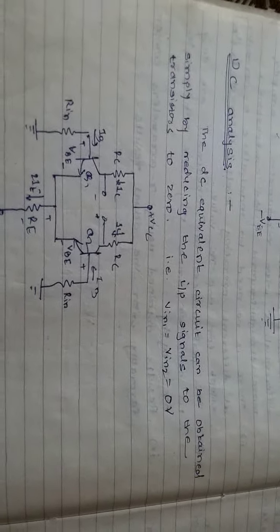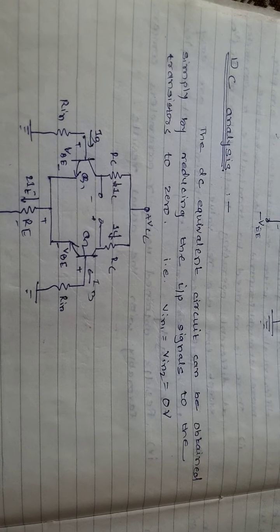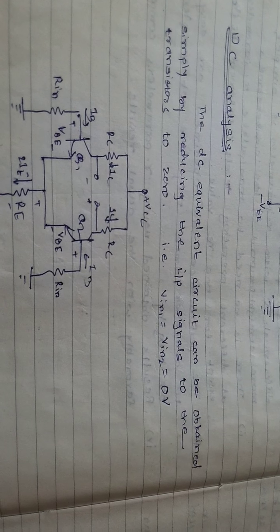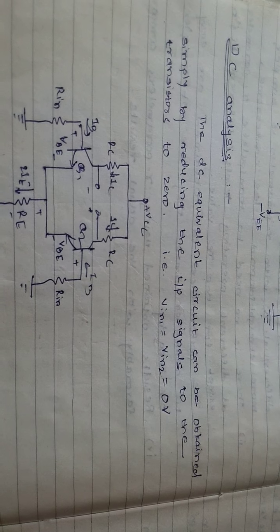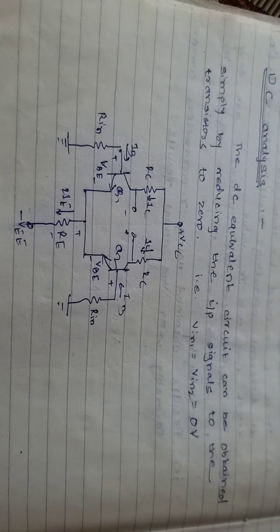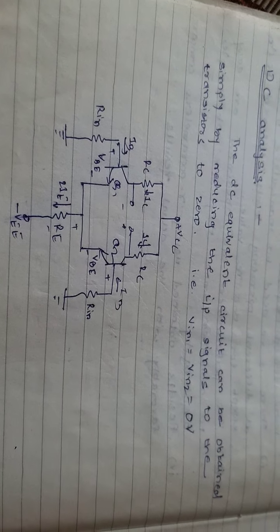Now we will see the DC analysis of this circuit. The DC equivalent circuit can be obtained simply by reducing the input signals to 0, that is, Vin1 and Vin2 are equal to 0. Now see, this is the equivalent circuit. Here we do the analysis.